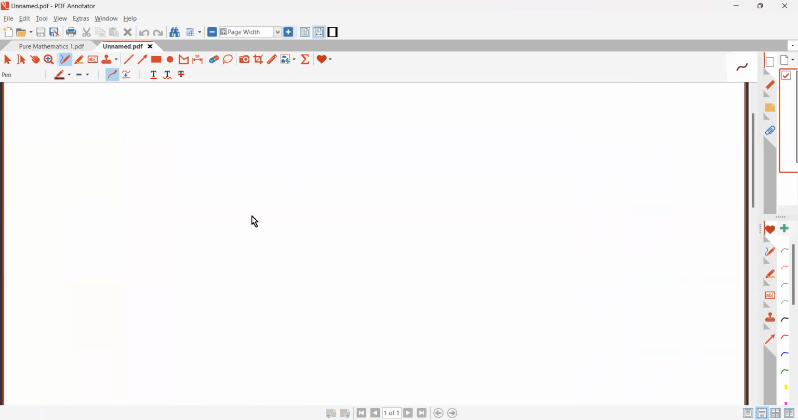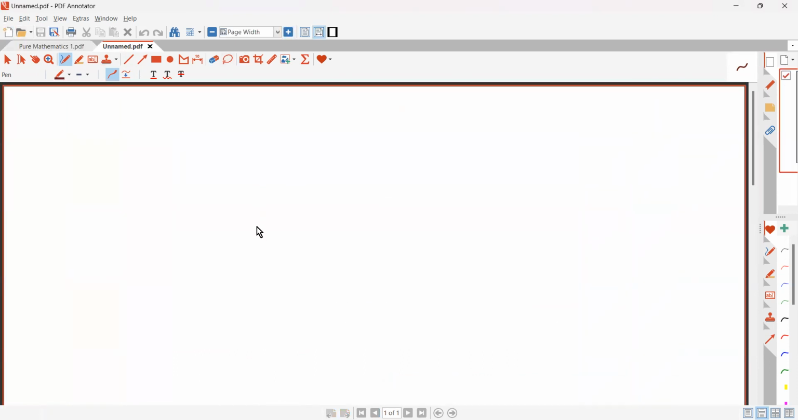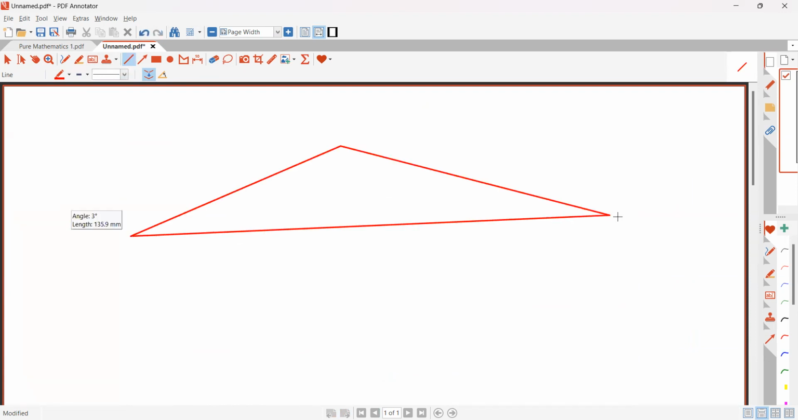So let's start with cosine rule. So in order to know cosine rule, this is what you need to know, guys. That you need to draw a triangle. Let me draw a triangle for you all with solid lines. Okay. This is a big triangle.